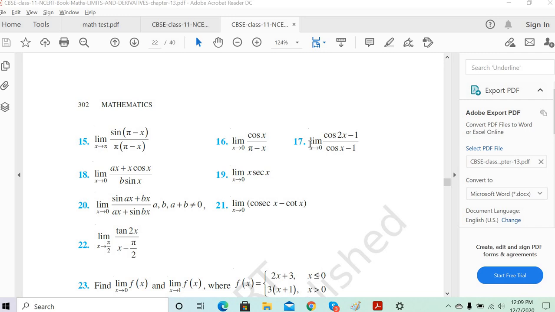Yes, sir. Understood this part? Next. Yes, sir. Denominator also you can change to 1 minus 2 sin square x by 2. So in the denominator also 1 will get cancelled. Now you can apply the formula, limit x tends to 0. Okay, sir. Try. Let's see how you do that.